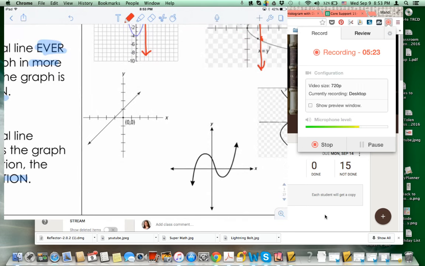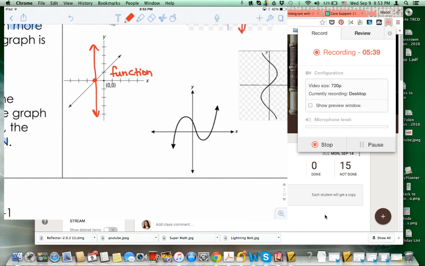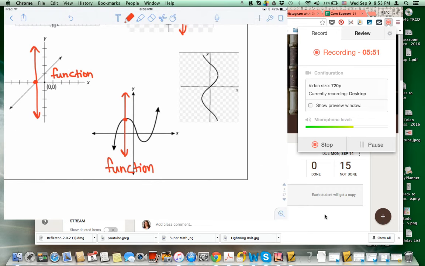Let's look at this example here. We draw the line. It intersects at one place. This is a function. But if we draw it here, still only intersects in one place. So this is a function. And remember, if you can draw it anywhere and it can intersect in more than one place, then it is not a function. So if I draw this right here, it actually intersects in 1, 2, 3 places. This is not a function.